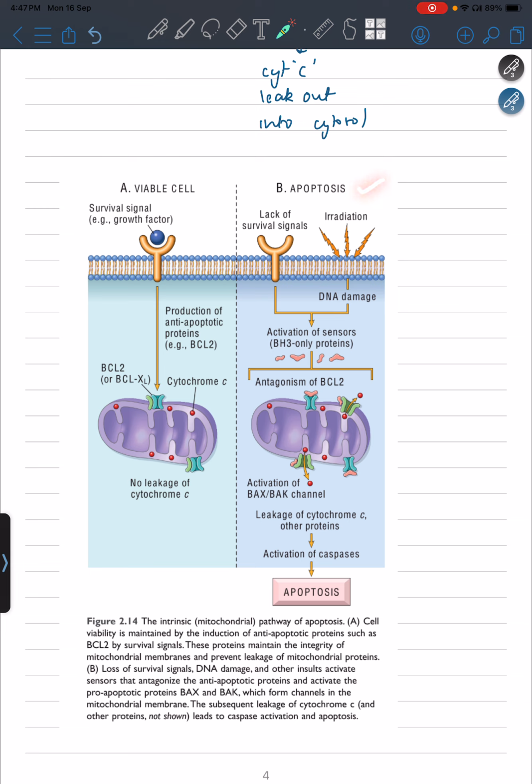In an apoptotic cell, either there is a lack of survival signals or growth factors, or there could be damage in the form of irradiation, free radicals, etc. So these signals would be sensed by our BH3 only proteins, and they will antagonize or oppose the action of BCL2, that means the anti-apoptotic proteins, and cause activation of the pro-apoptotic proteins BAX and BAK, and they will oligomerize and form channels in the mitochondrial membrane, which will allow the cytochrome C to leak out.